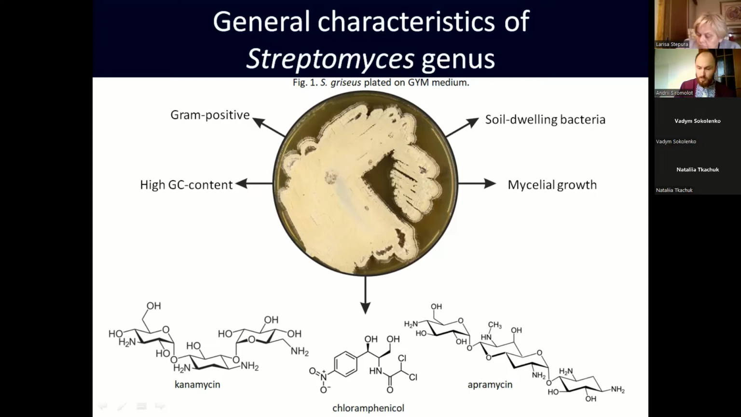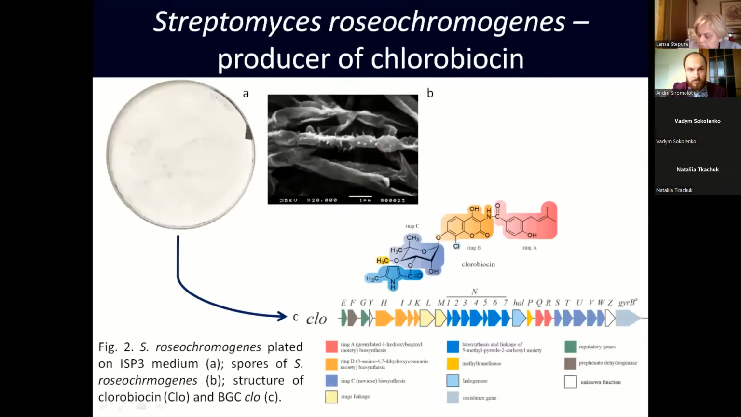Their genome is characterized by high GC content, but for us humans, the most important detail about them is the ability of Streptomycetes to produce a wide variety of antibiotics such as kanamycin, chloramphenicol, and apramycin that you can see on this slide. And speaking of antibiotics, next I will talk about Streptomyces roseochromogenes.